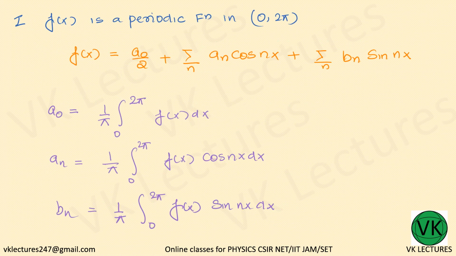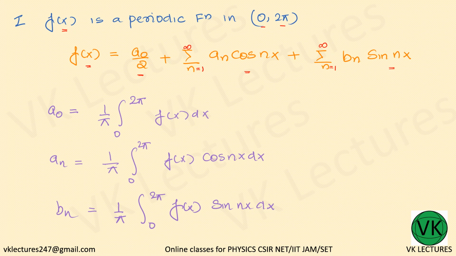Now here we have a function f of x which is periodic in the range 0 to 2 pi. Then f of x can be written as a naught by 2, which is the first term in the Fourier series, plus sum over n equal to 1 to infinity of an cos nx, plus sum over n equal to 1 to infinity again of bn sin nx. These are called cos terms and these are called sine terms.